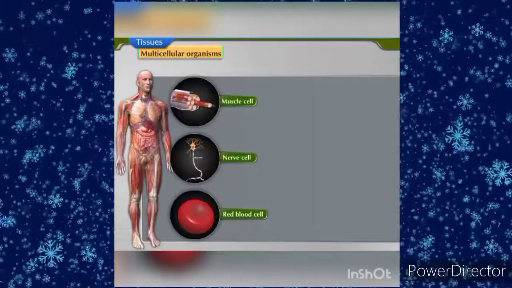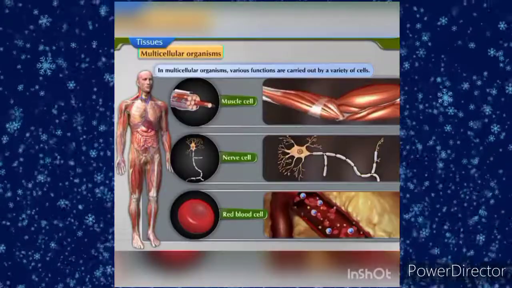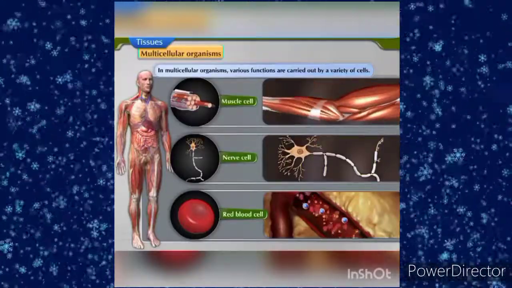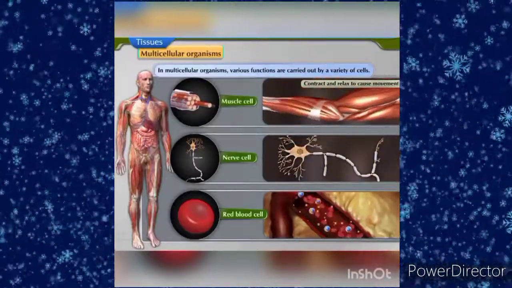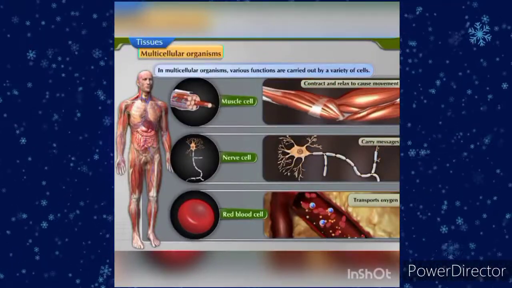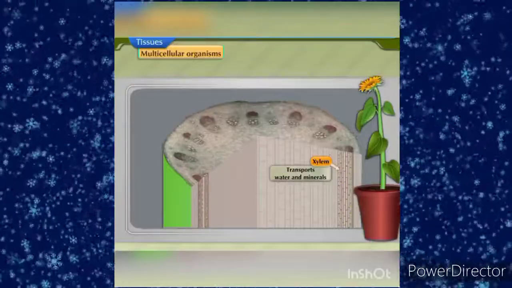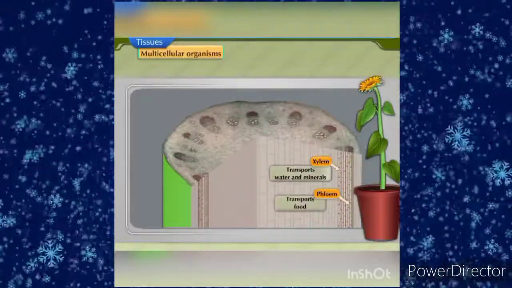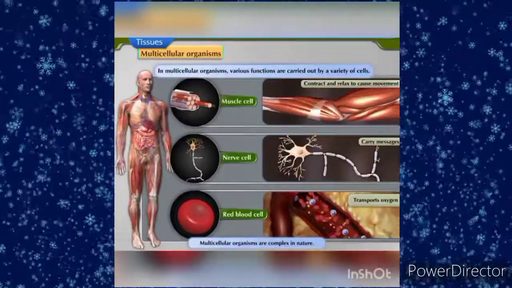Multicellular organisms. Multicellular organisms are made up of many cells. In such organisms, various functions are carried out by a variety of cells. Example, in human beings, muscle cells contract and relax to cause movement. Nerve cells carry messages. Red blood cells transport oxygen. Xylem transports water and minerals, and phloem transports food in plants. Hence, multicellular organisms are complex in nature.